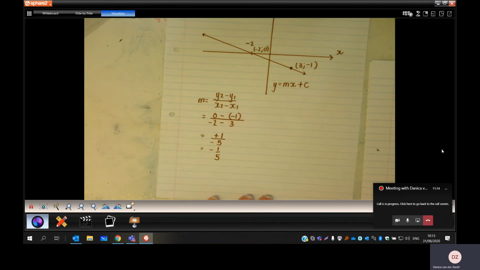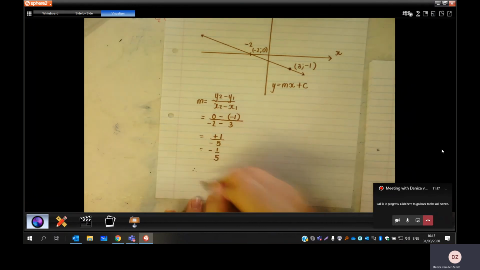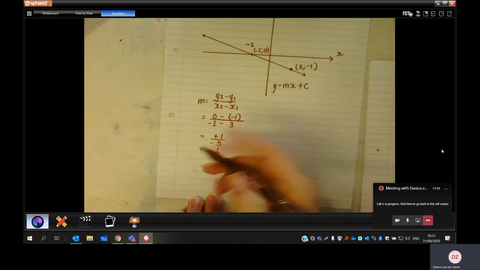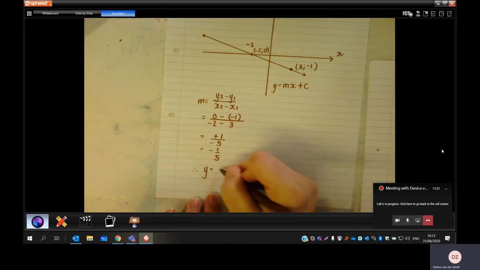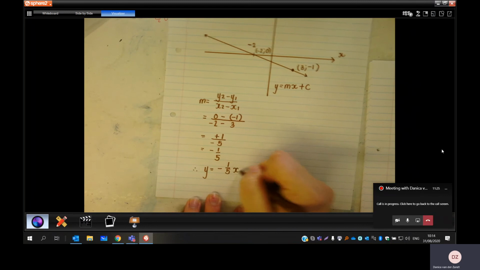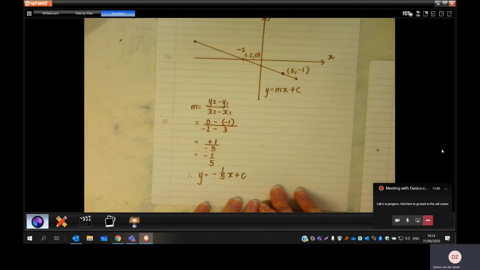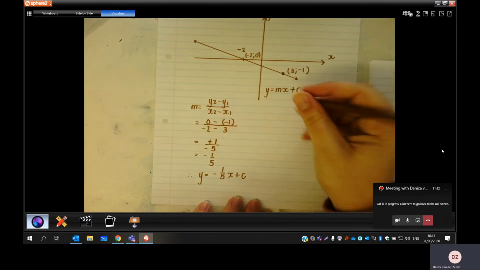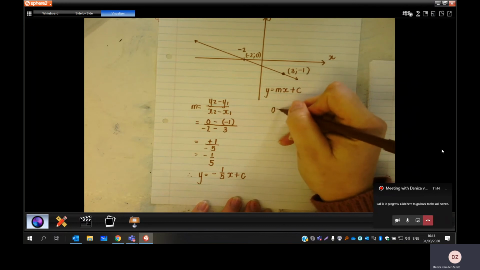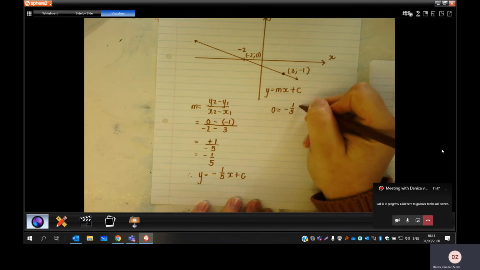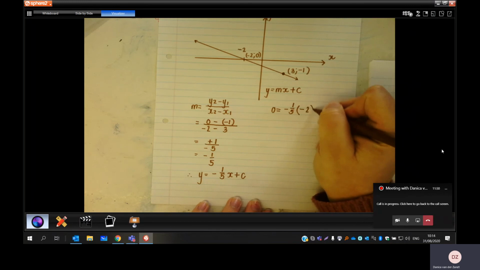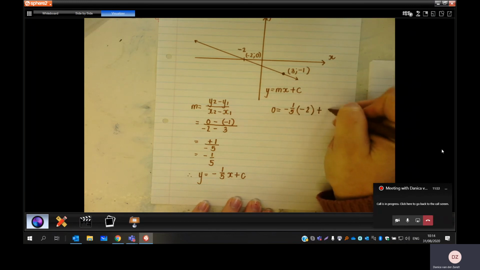Okay, negative 1/5. So therefore, I no longer have y equals mx plus c. I can now cut out the m and paste negative 1/5 plus c. Now, in order to find the c value, I need to substitute in either one of the points. It does not matter which one. I'm going to substitute in negative 2 and 0. 0 for y. Negative 1/5 is my gradient. Negative 2 is my x plus c.